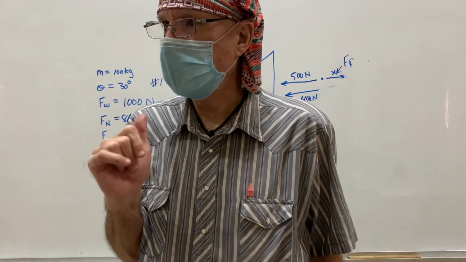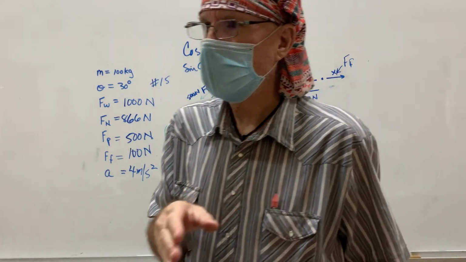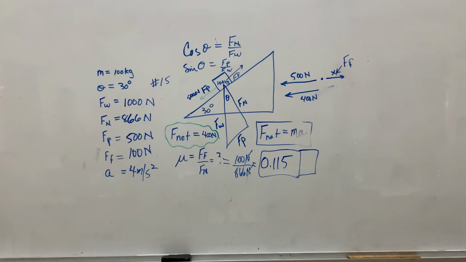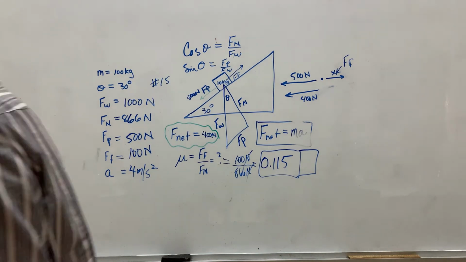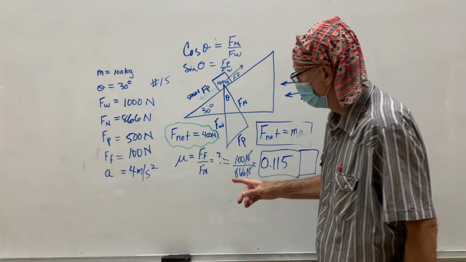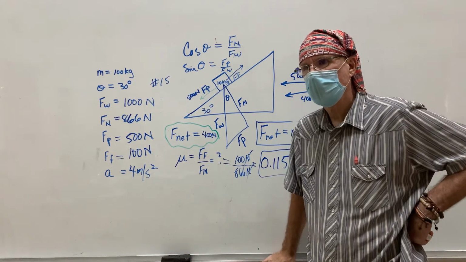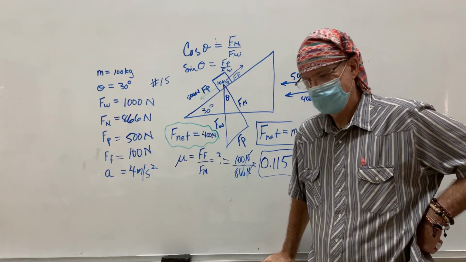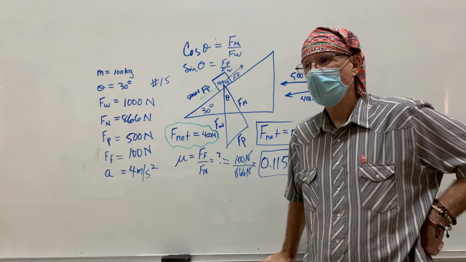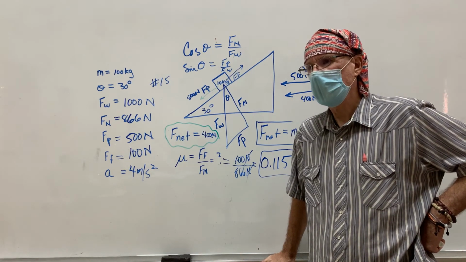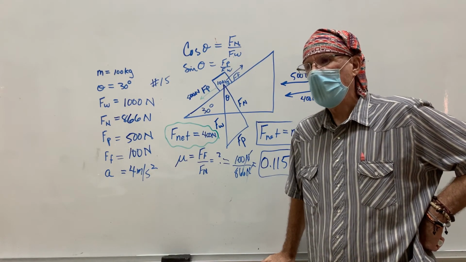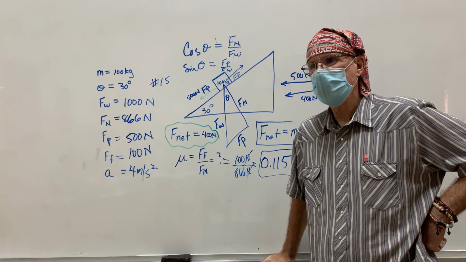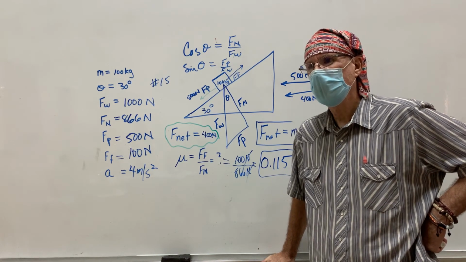Are we done? Can we finish? What is it? This mu is the coefficient of friction. Now you're asking me. The problem's over. I know you had come in late. The problem, Zaytun, was to determine what is the coefficient of friction. That was the whole problem.